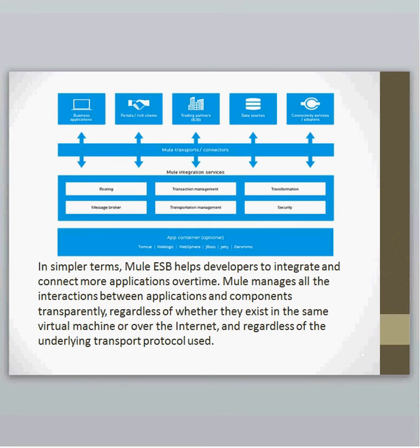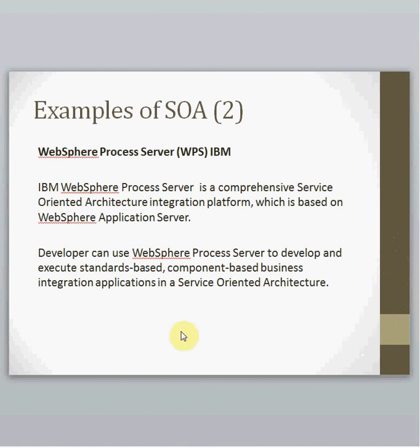Another example of SOA implementation is IBM WebSphere Process Server. IBM WebSphere Process Server is a comprehensive service-oriented architecture integration platform, which is based on WebSphere Application Server. Developers can use WebSphere Process Server to develop and execute standards-based, component-based business integration applications in a service-oriented architecture.